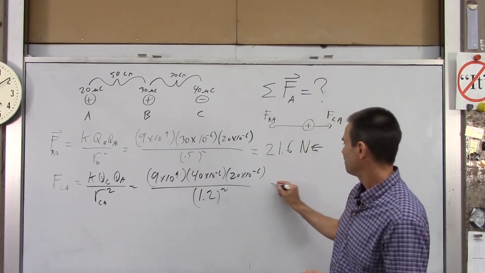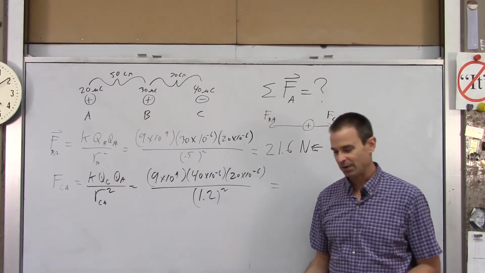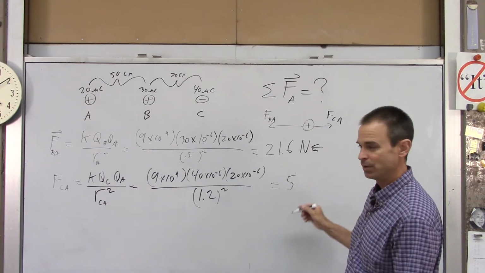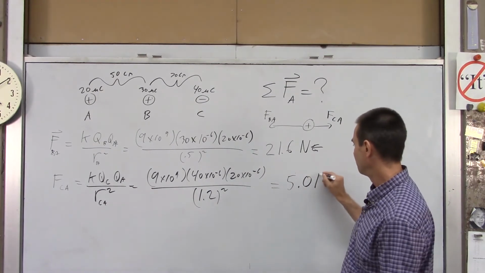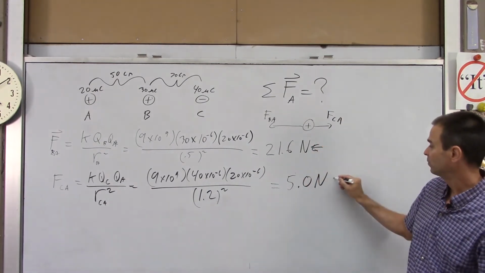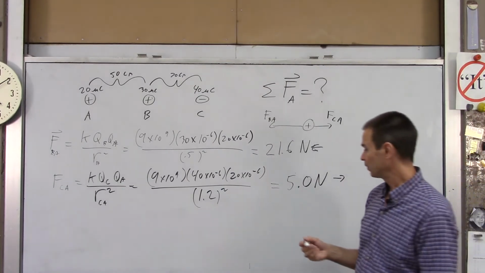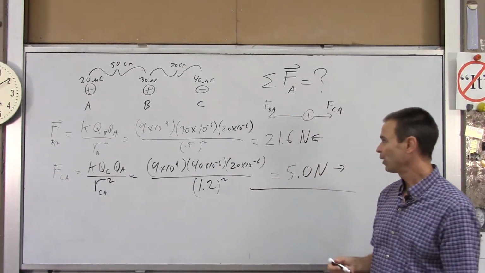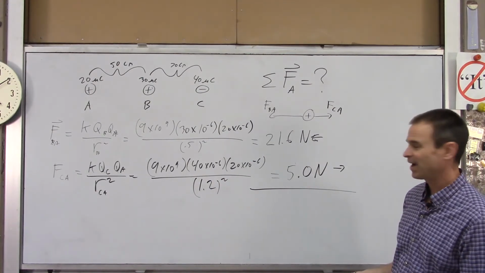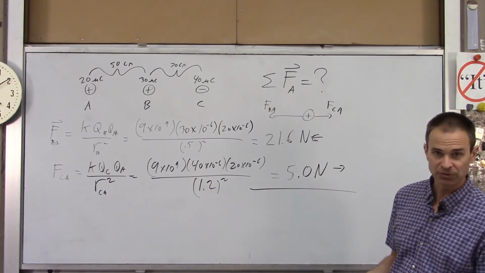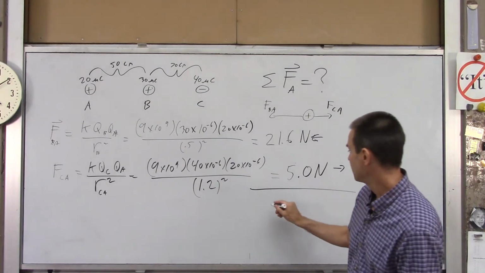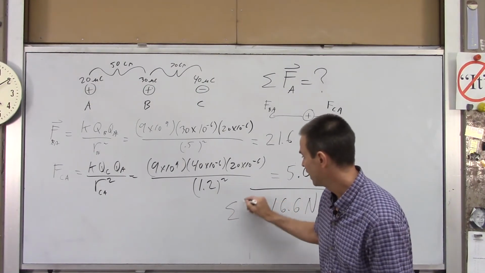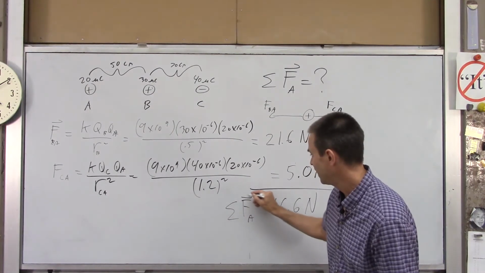So anyway, you can try this out in your calculator and make sure you get this right, but I got exactly 5 newtons. Now I'll write 5.0 there, and we know that points to the right. Okay, so what's our net force? Well, you've got a 21.6 to the left and you got a 5 to the right. They're going opposite directions. You're going to subtract them. You get 16.6 newtons. That's the net force acting on A.